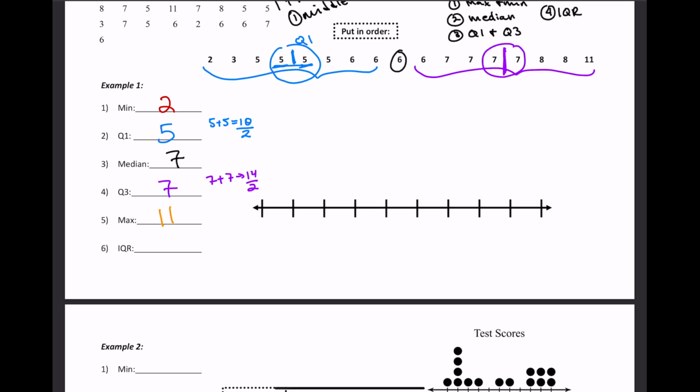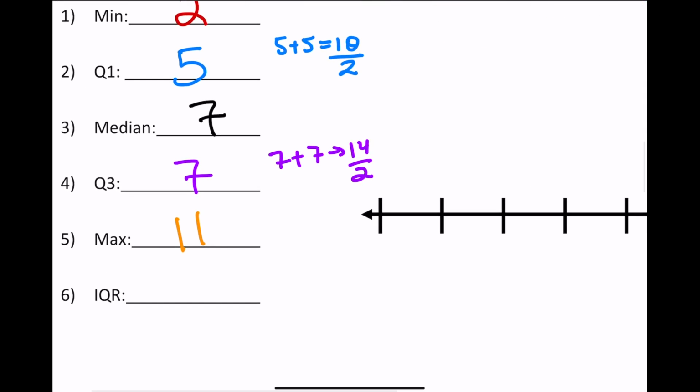And the reason why we are dividing by 2 again, in case we don't remember, is because, look at this. We have 2 numbers. So that's why we divided by 2. Again, we have 2 numbers. So that's why we divide by 2. And it's only when we have even data that we do this.